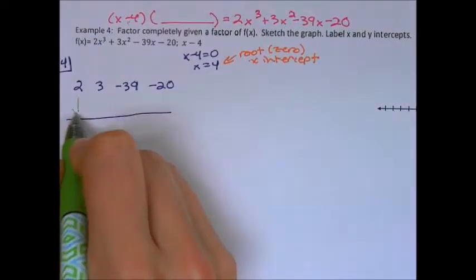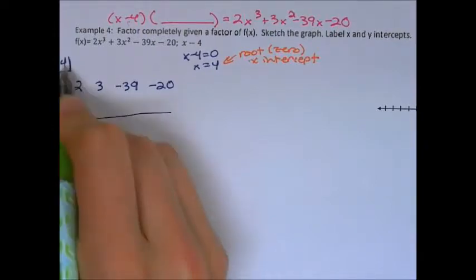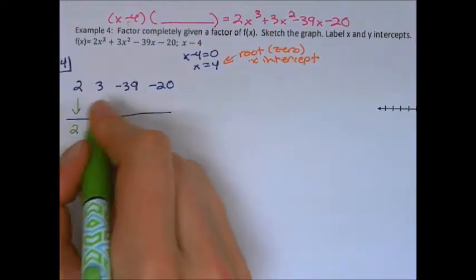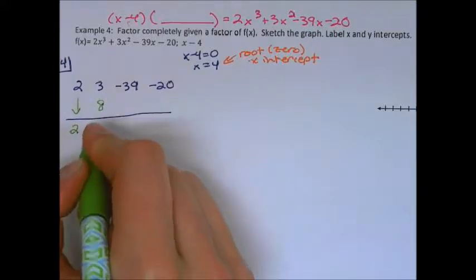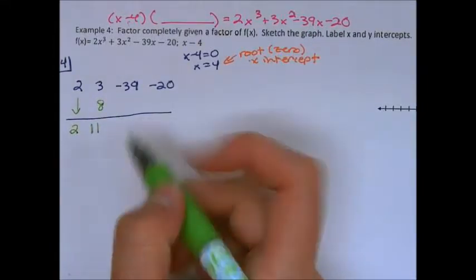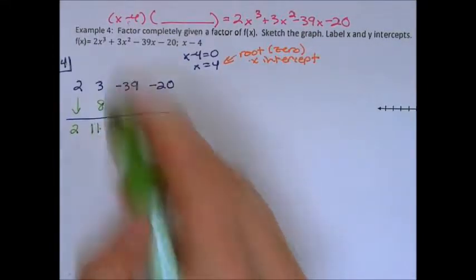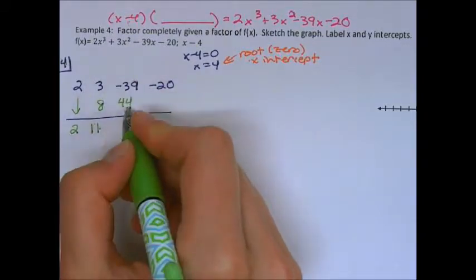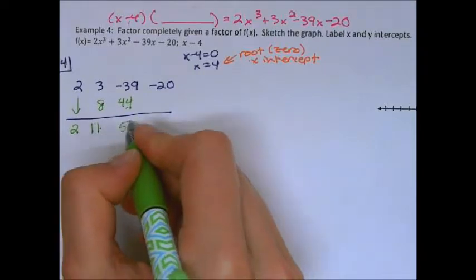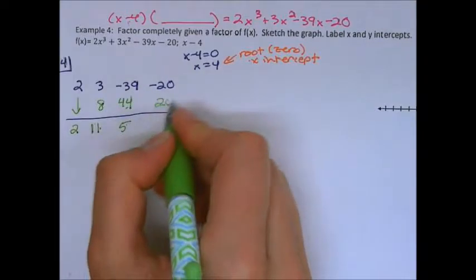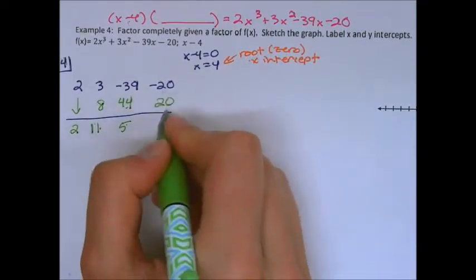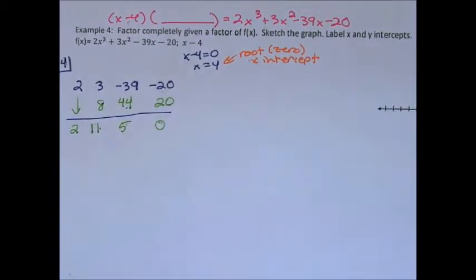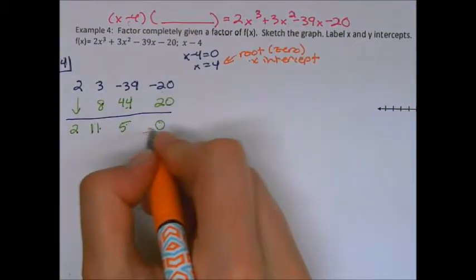Bring down the 2. We multiply these, and I get 8. Then we add, multiply, get 44. Add, multiply, get 20. Add, get 0. And we want a remainder of 0.